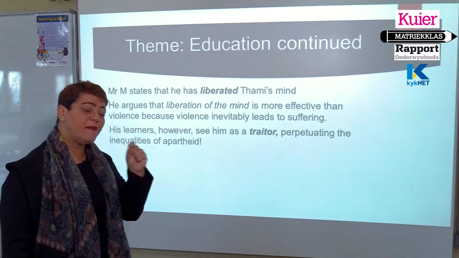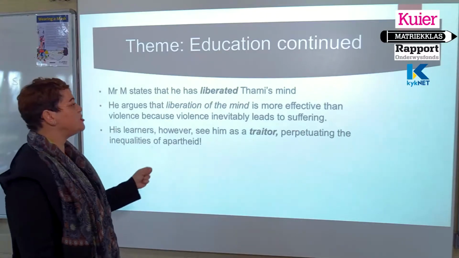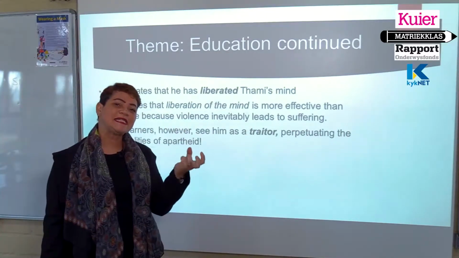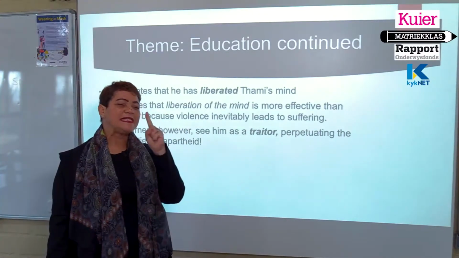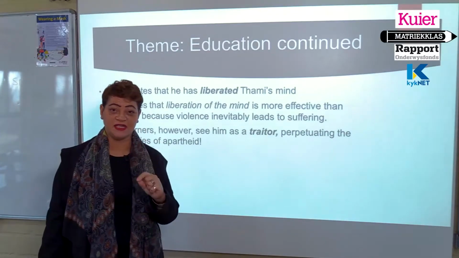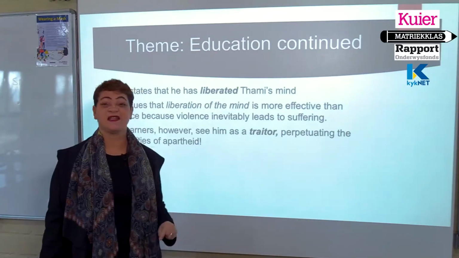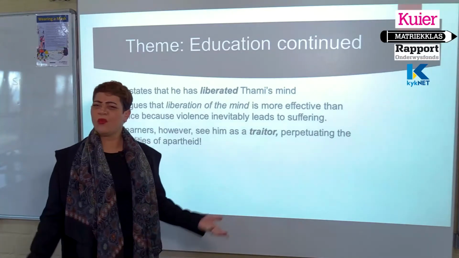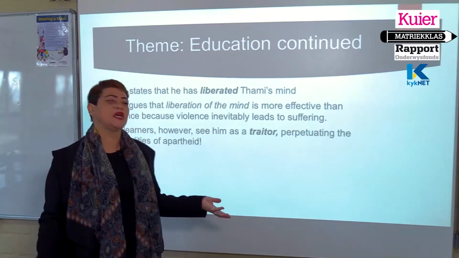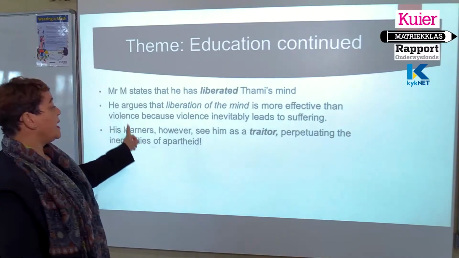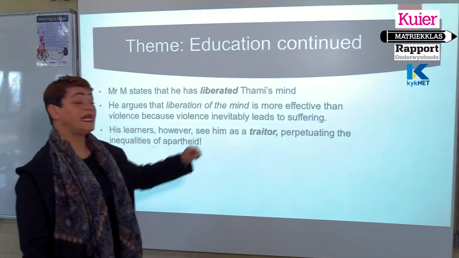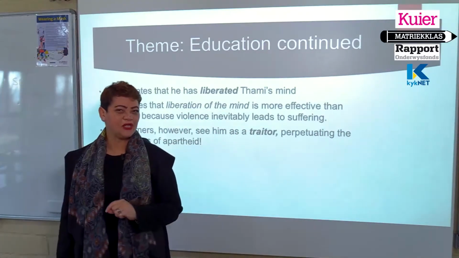Remember, in the last lesson I mentioned to you, 26 letters in the alphabet, 60,000 words in the dictionary. And he says to Tami, those 60,000 words are at your disposal. Why do you want to fight? Why do you want to pick up a stone? Now, here, Mr. M is seen as a traitor. Do you remember what led to that?